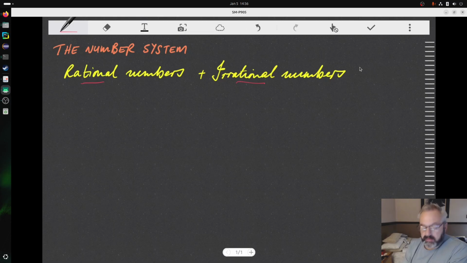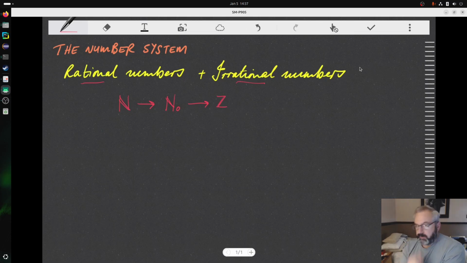Let's have a look at the number system. By now you should already be familiar with your natural numbers, and the symbol for our natural numbers looks like this. We can then expand upon this, and that gives us our collection of whole numbers, which is our natural numbers with zero added to that. And then we get negative numbers, which you should already be familiar with by now. When we expand with the negative numbers, we get our collection of integers.